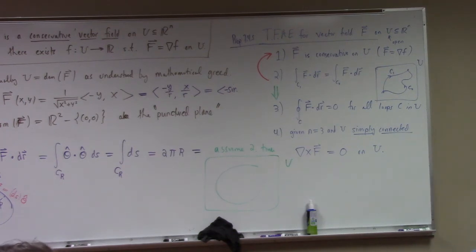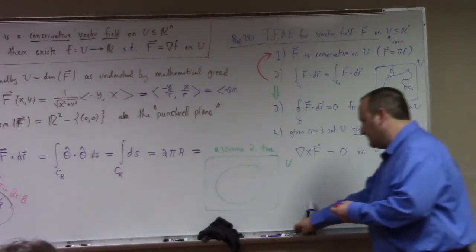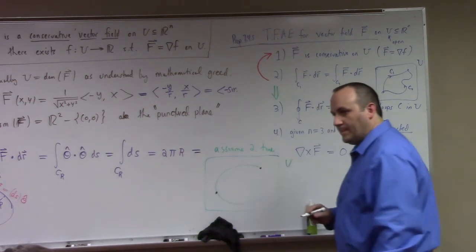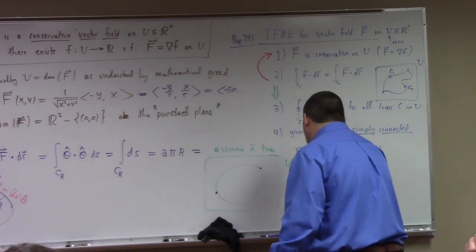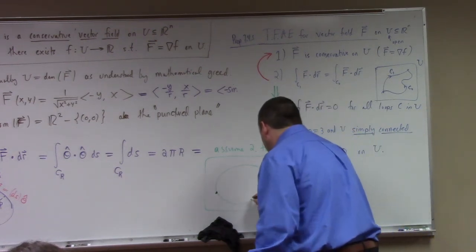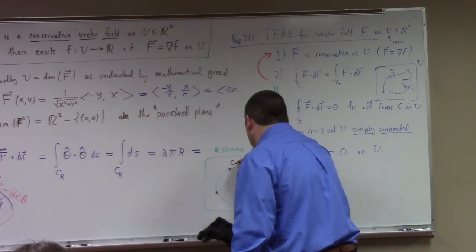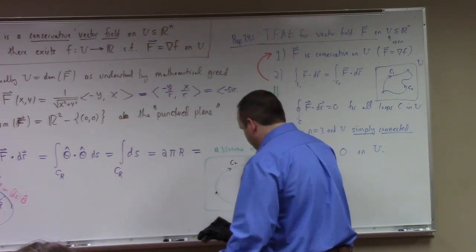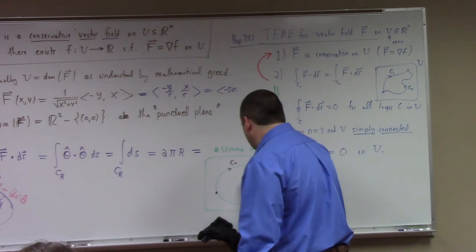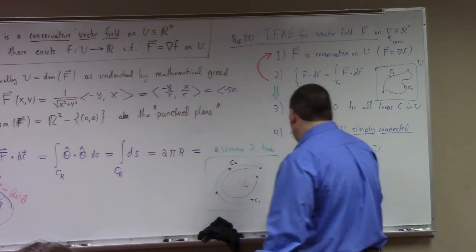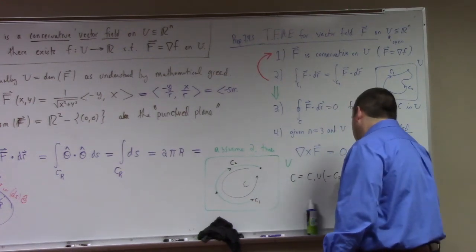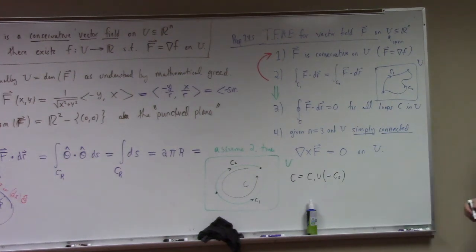Think about any loop in U, right? Pick 2 points on the loop. Say this one and this one, right? So you notice that this loop can be decomposed into what? C1 and C2. So C is the whole loop. Let's say that the loop was counterclockwise, all right? So C would be what? It would be C1 union with what? Minus C2, because it's in the opposite direction, right? So the loop is the union of C1 and minus C2.